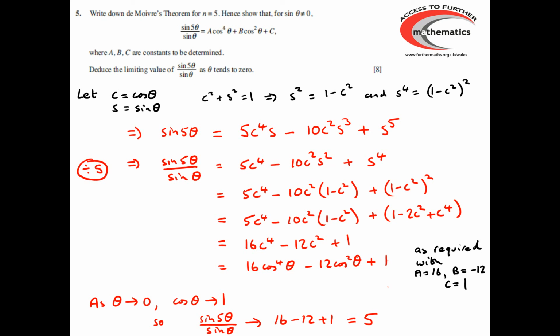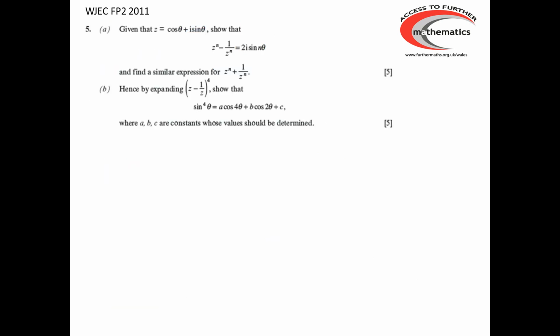Now let's move on to our final example for this video, which comes from the 2011 paper. We're told that z is cos θ plus i sin θ. We've got to show that zⁿ minus 1 over zⁿ is 2i sin nθ, and we've got to obtain a similar expression for zⁿ plus 1 over zⁿ.